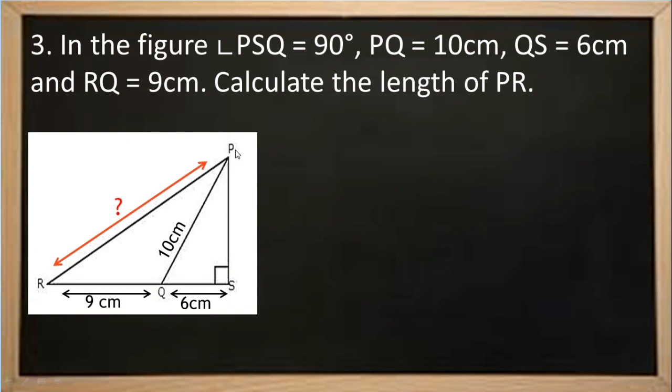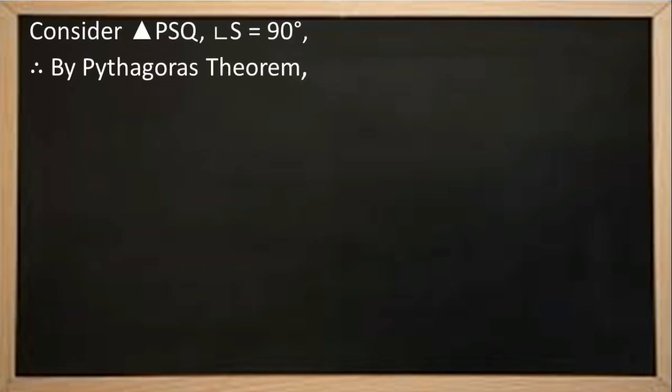So here we need to consider the problem in two steps. In the first step, triangle PQS. In the second step, triangle PRS. In both cases, angle S is 90 degrees. In the first case, PQ is the hypotenuse, and in the second case, PR is the hypotenuse.